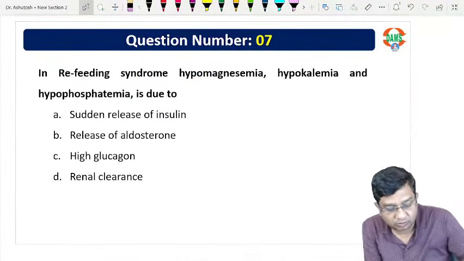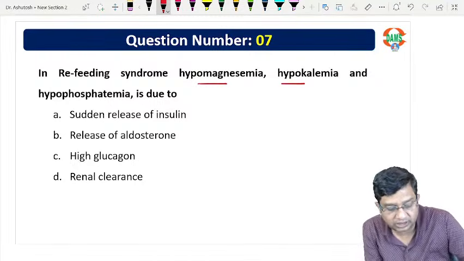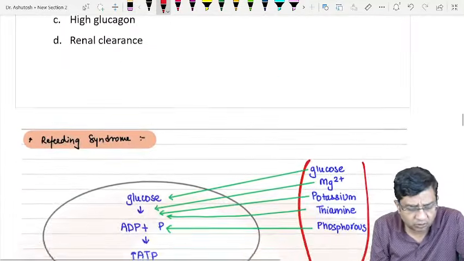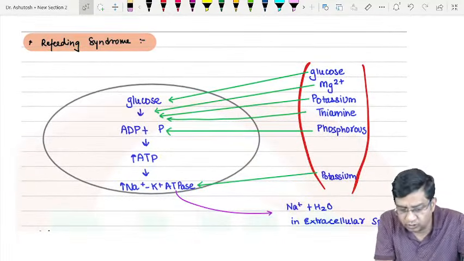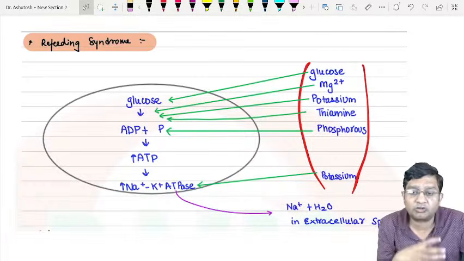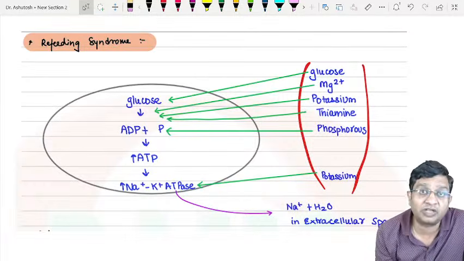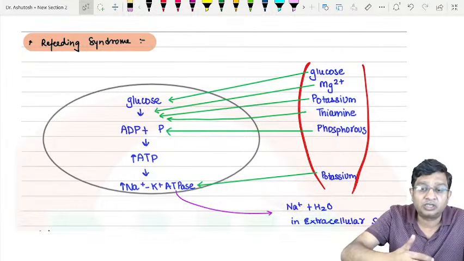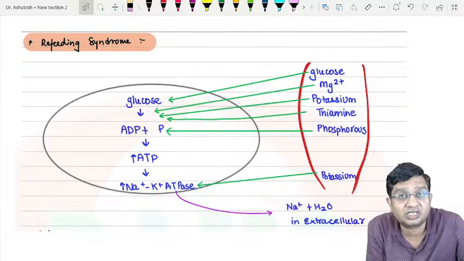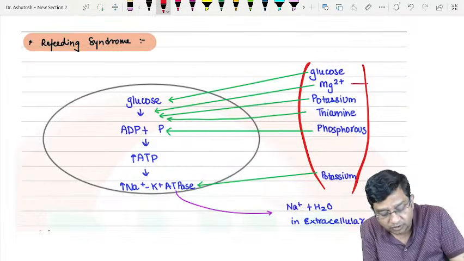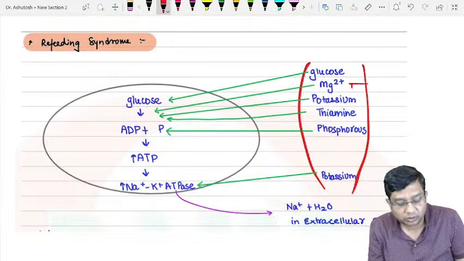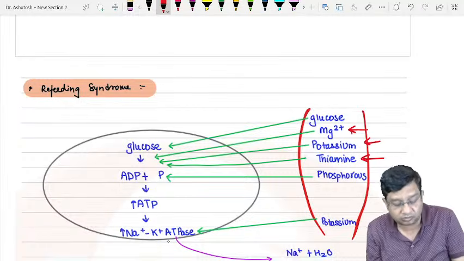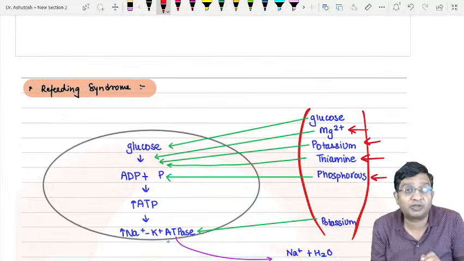In refeeding syndrome, hypomagnesemia, hypokalemia and hypophosphatemia are due to what? You might ask why this is taken, because in my regular lectures I teach you refeeding syndrome, particularly in a malnourished child who was suddenly given a high amount of glucose. If you give a high amount of glucose, what will happen? The utilization of glucose will increase in the cell. So magnesium will move from the blood vessel to the cell. Potassium will move from the blood vessel to the cell. Thiamine will move from the blood vessel to the cell. Phosphorus will move from the blood vessel to the cell.